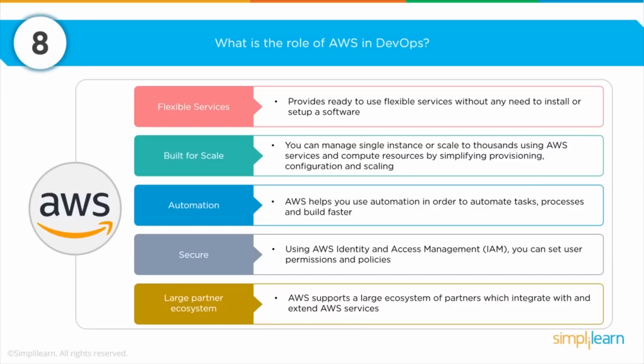So one of the cloud companies that is a strong advocate for DevOps is Amazon Web Services, AWS, and they have really five distinct areas that you can zero in on for services. So when the question comes up, what is the role of AWS in DevOps? You want to really hold out your hand and list off five areas of focus using your thumb and fingers. So you want to have flexible services, built for scale, automation, secure, and a large partner ecosystem.